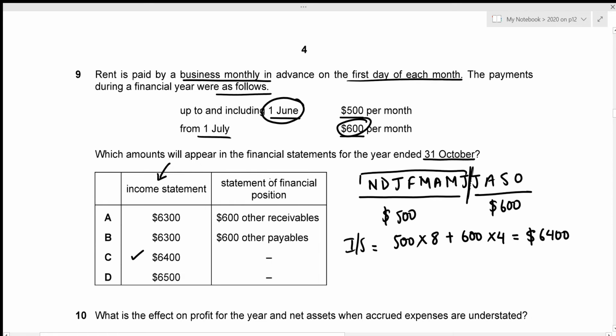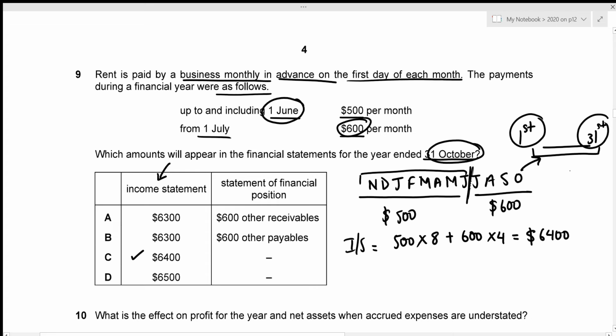Okay, and let's talk about the statement of financial position as well. We are providing the rent in advance on the first day of each month, right? So if we're talking about the month of October, we will be paying the rent on the 1st October, and this represents the rent till 31st October. So obviously we will be recording in the financial statements for the year ended 31st October, which means that this prepayment would already be exhausted till our 31st of October, right?